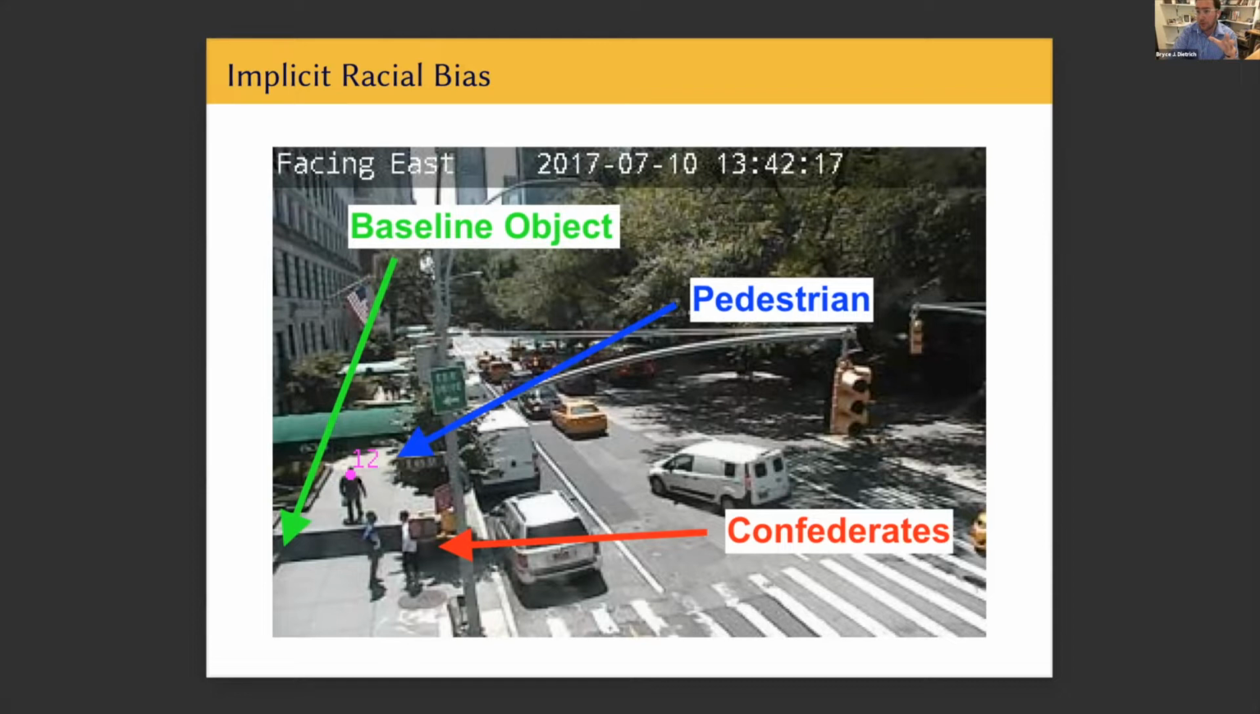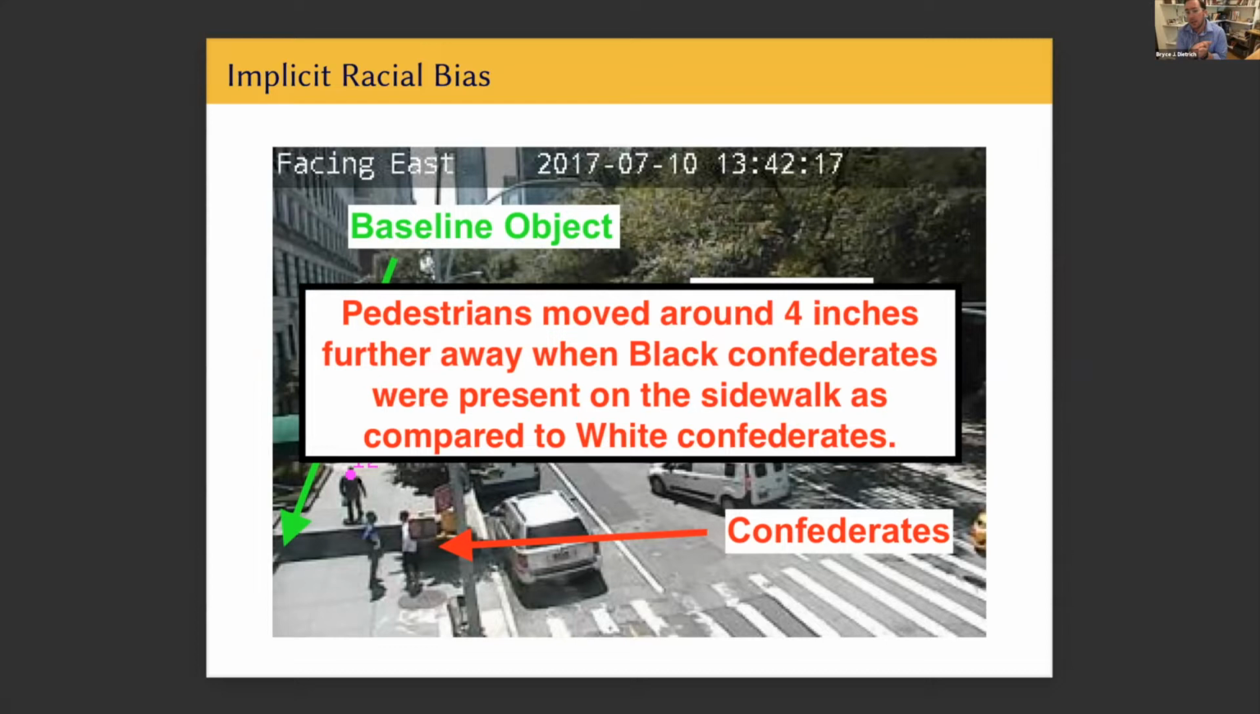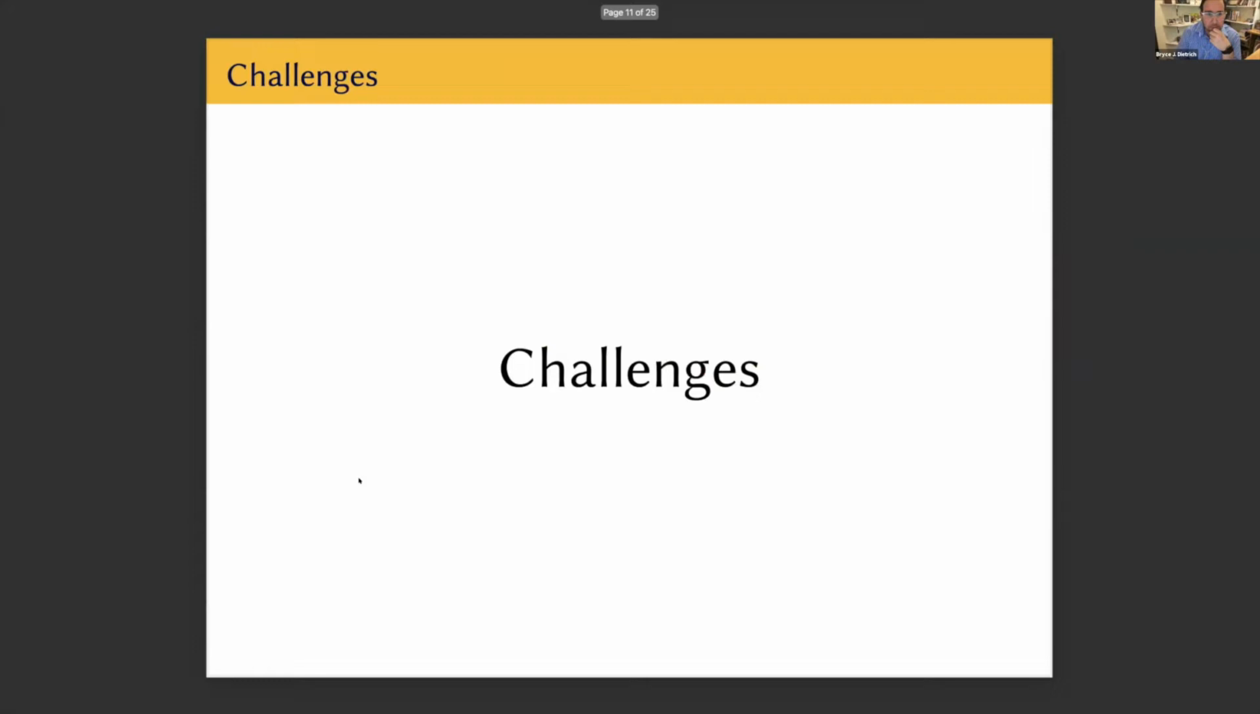And we ultimately found that pedestrians moved around 4 inches further away when Black Confederates were present on the sidewalks as compared to white Confederates. So this is another way to think about how people moving in space can be something that we can study, and also something that we can study in a sizable empirical fashion using this type of data set. So one thing I'll talk about, I'm not gonna skip some of these challenges because I think they're gonna come up later in the questions.